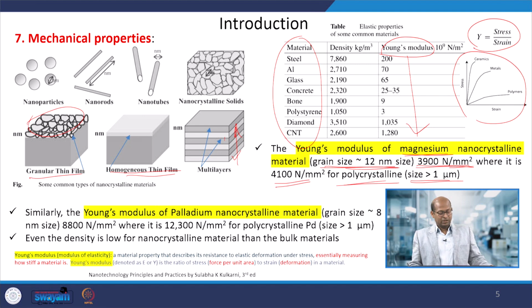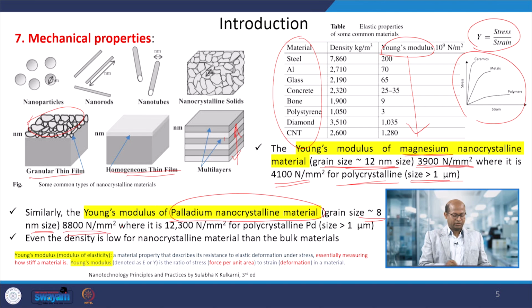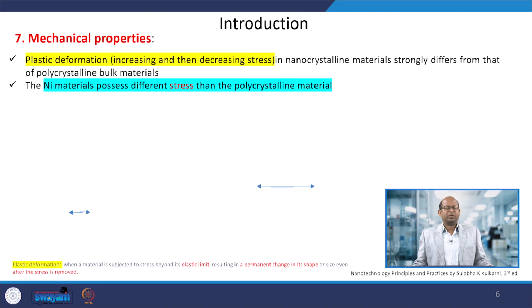increased. Similarly, for another example, palladium nanocrystalline material with a grain size of 8 nanometers, Young's modulus is 8800 Newton per square millimeter. When it is polycrystalline, with a grain size of more than 1 micrometer, it increases. So depending upon the material and its grain size, the Young's modulus changes. Depending upon our applications, we can look at these properties, the grain size of the materials we prepared, and characterize the materials based on them.